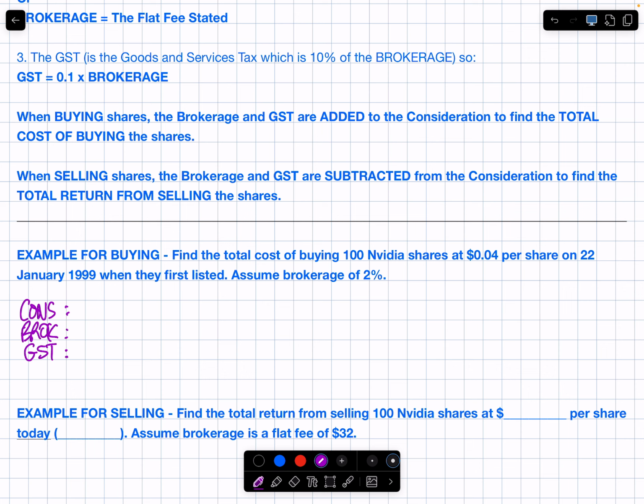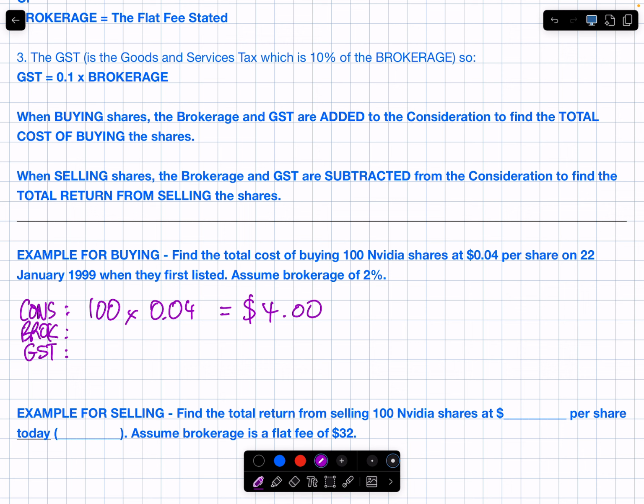The consideration was the number of shares. How many Nvidia shares are we pretending to buy? 100 times by 0.04. The consideration is going to be $4 to buy those 100 Nvidia shares.